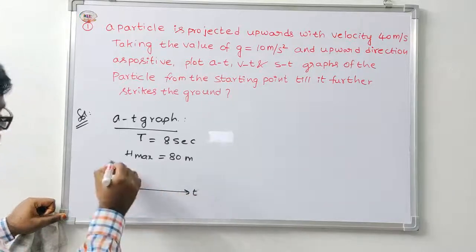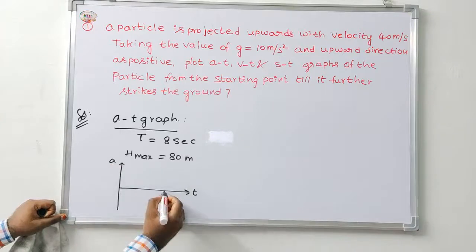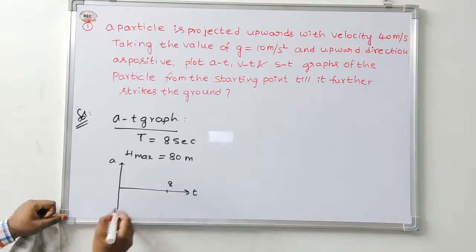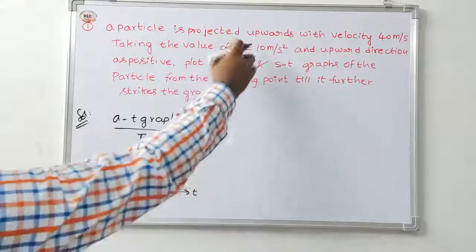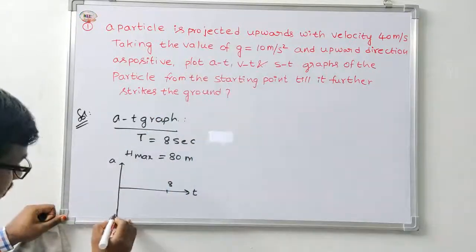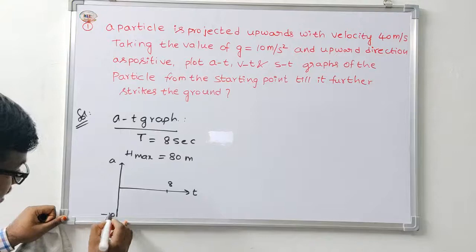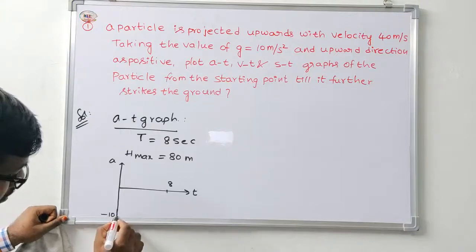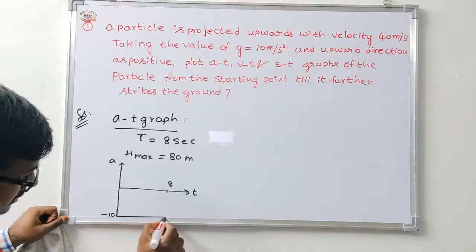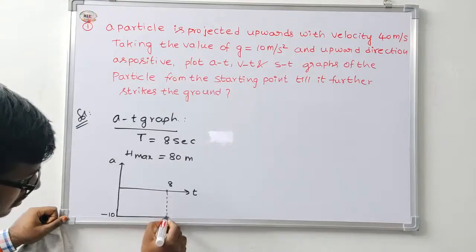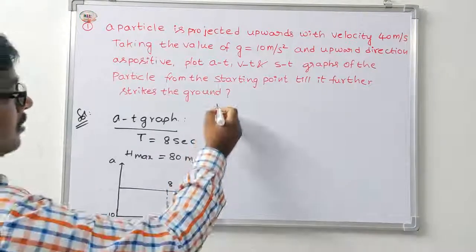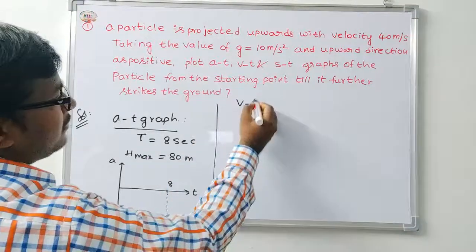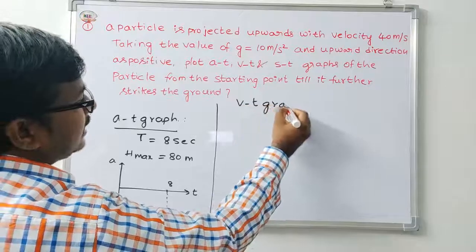So time and acceleration, this is the 8 second. The acceleration is downward. First, the projectile is upward, so the acceleration is minus 10. Okay, acceleration time graph, so moving in this way. This is the acceleration time graph. The next, velocity time graph.